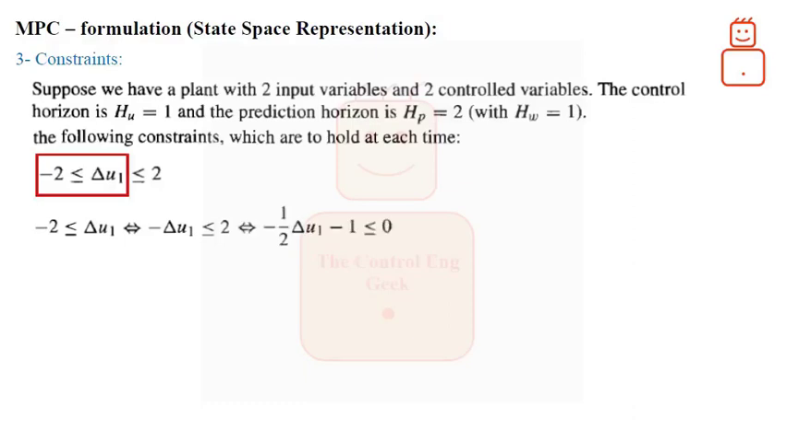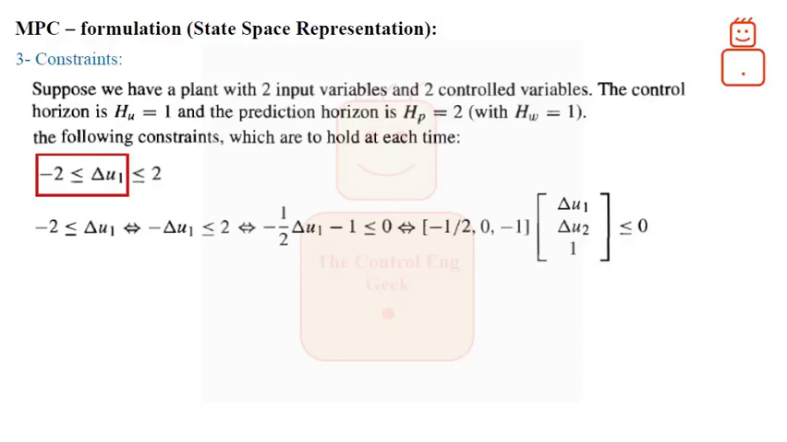Then one can rewrite the constraint as equal to or less than 0. The final step is to transform the constraint into vector matrix form as shown. Here we need to write all constraints in the form of one vector, and this is why we have added delta U2 but with 0 coefficient.